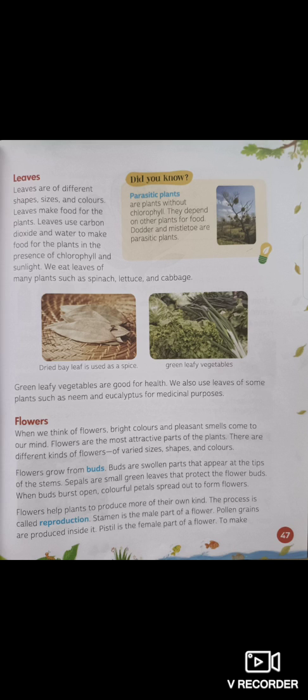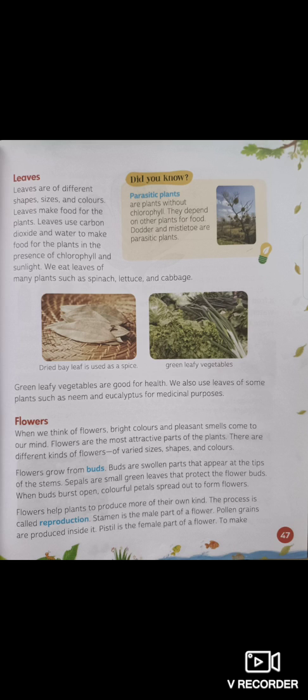Now, flowers. When we think of flowers, bright colors and pleasant smells come to our mind. Flowers are the most attractive of the plants. There are different kinds of flowers of varied sizes, shapes, and colors. Flowers grow from buds. Buds are swollen parts that appear at the tips of the stems. Sepals are small green leaves that protect the flower buds when the buds burst open. So colorful petals spread out to form flowers, right?